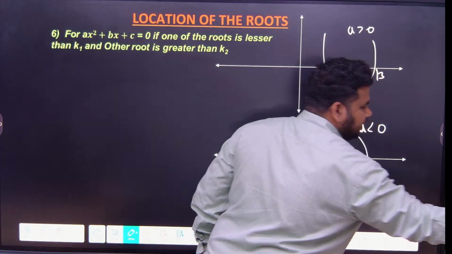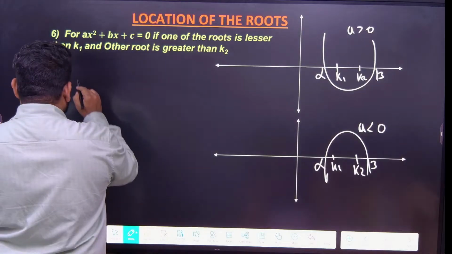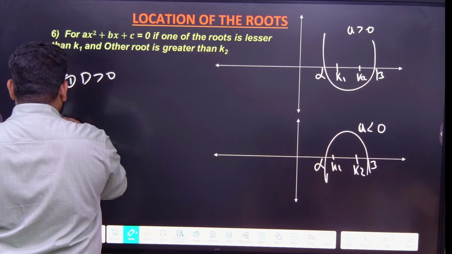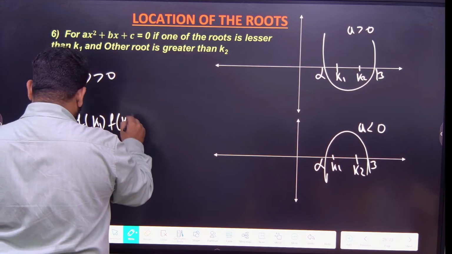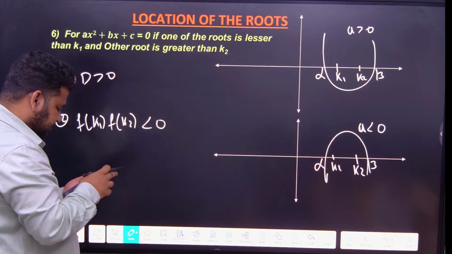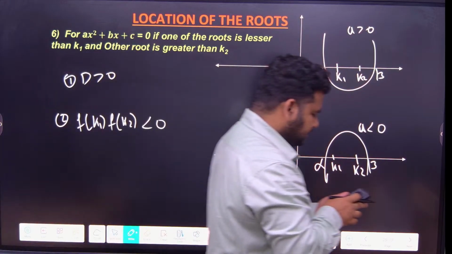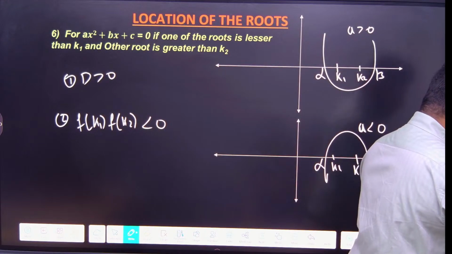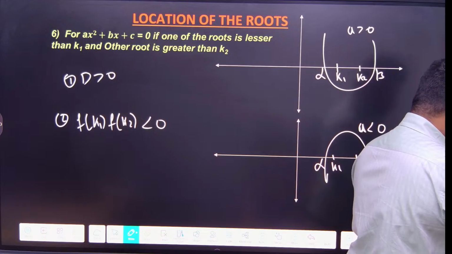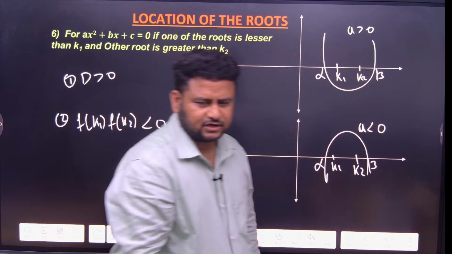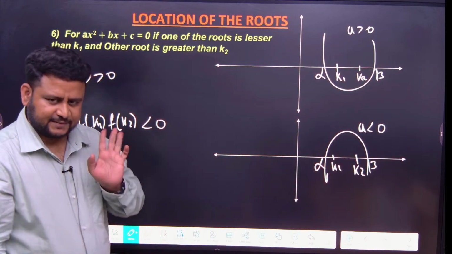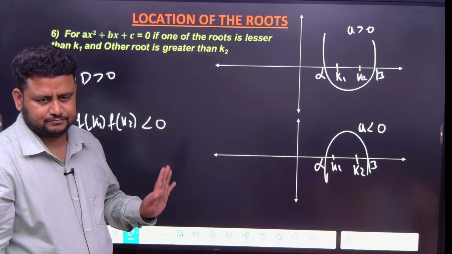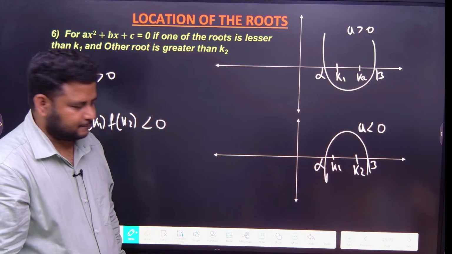So what is the condition you have to write? D is greater than 0, first thing. Next thing is f of k1 into f of k2 is less than 0. Here it will be less than 0. Clear? Okay, location of the roots, got it? First three are important, these three not so much, you just have to know.